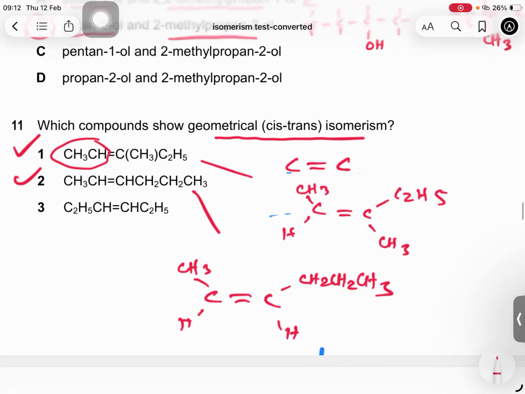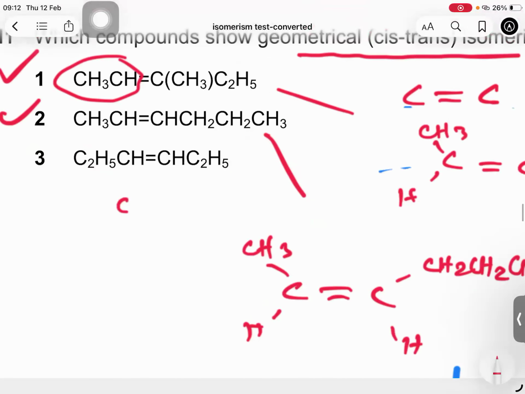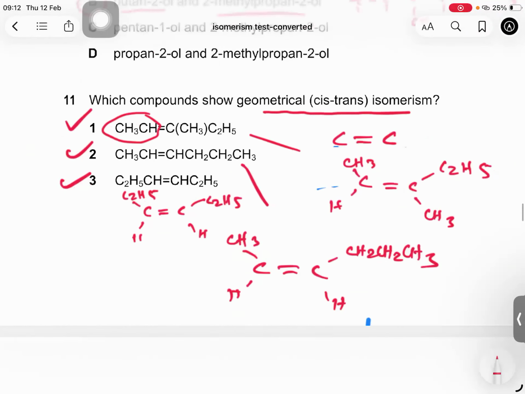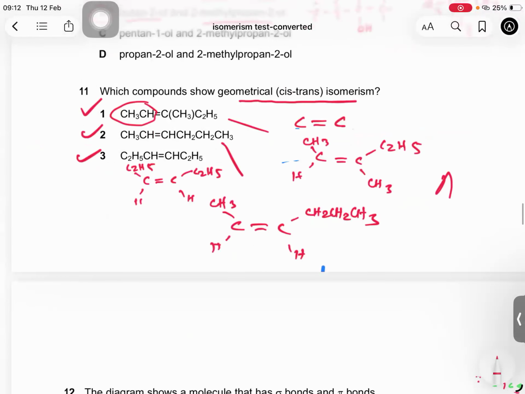What about the last one? Again, double bond है, एक H है, एक C2H5 है. दूसरे में भी एक H है और एक C2H5 है. तो क्या है? Double bond है. So all 3 have the same. Okay. Next. All three, so the answer is A. Okay. Next.